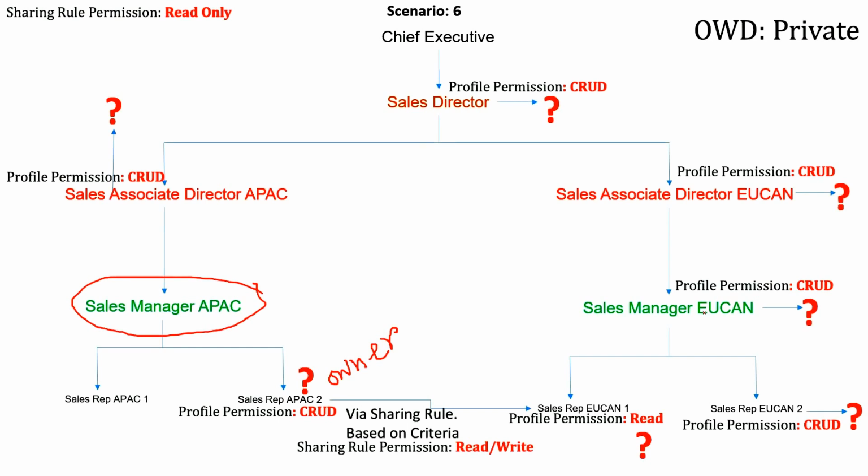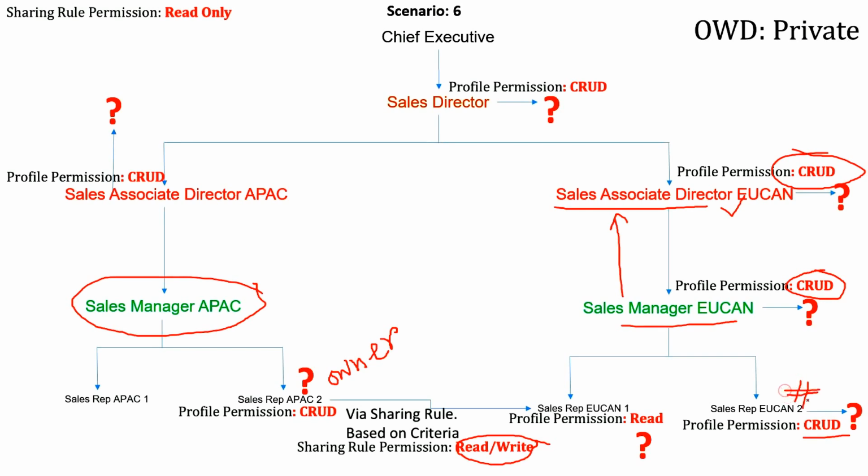This user will be able to edit the record as the profile permission is CRUD and sharing permission is read write. Same as this user, it's above the role hierarchy, profile permission is CRUD and sharing rule permission is read write. So this user will be able to edit the record and view the record. Now although this user having CRUD permission, but it's on the same hierarchy, this user will not be able to see the record at all.